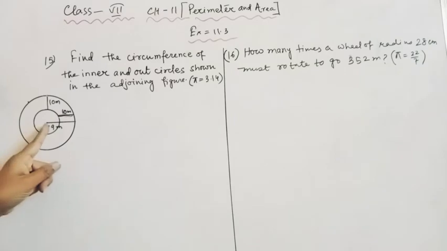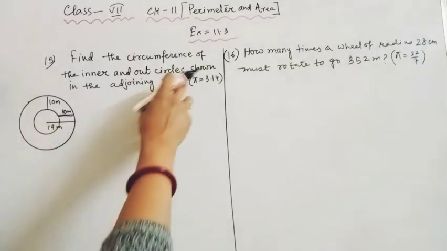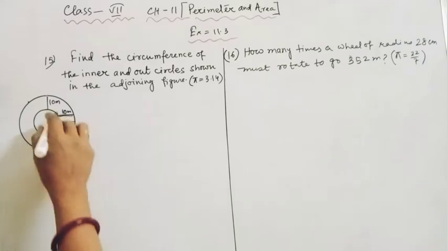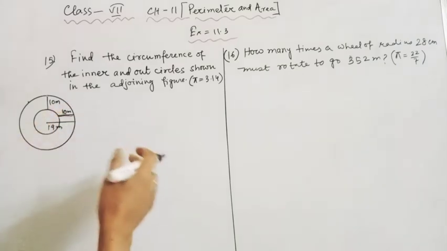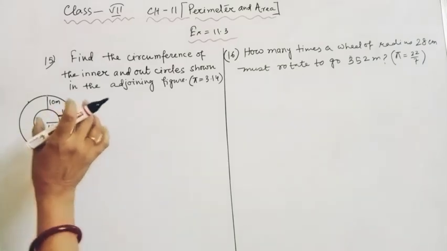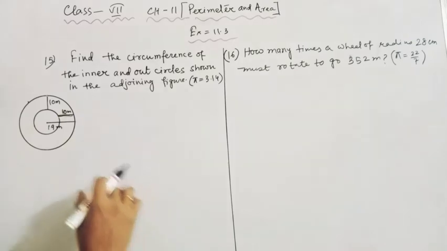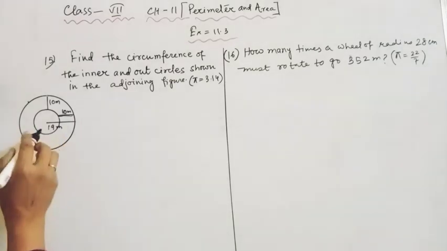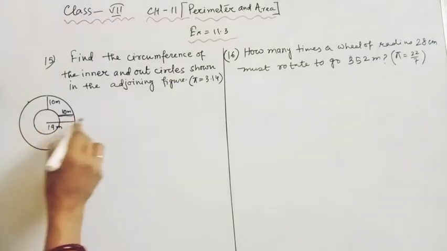Then what will be the radius of the outer circle and inner circle? You have to find out, because you have to find the circumference of the two circles, outer circle and inner circle. So before finding the circumference of the outer circle and inner circle, we have to find out the radius first. In the question it is clearly given that radius of the outer circle is 19 meter.